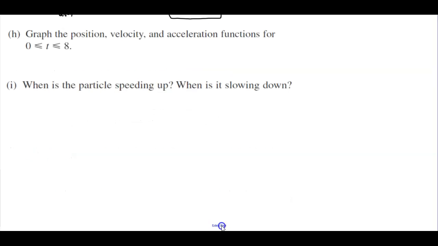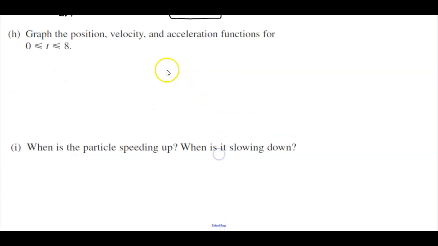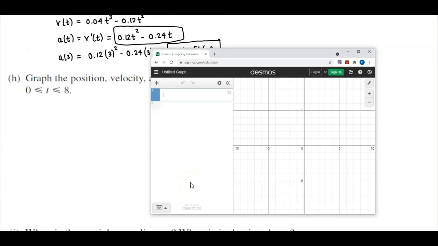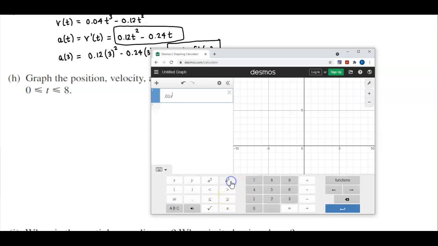So now the next thing we want to do is graph the position, velocity, and acceleration functions for t being between 0 and 8. So let's first graph our position function, which is 0.01 x to the 4th minus 0.04 x cubed.